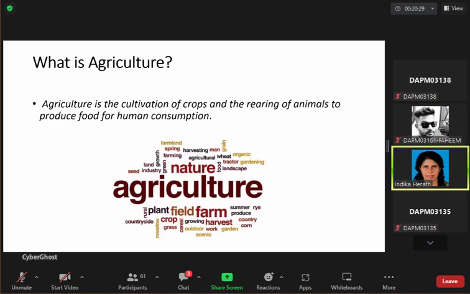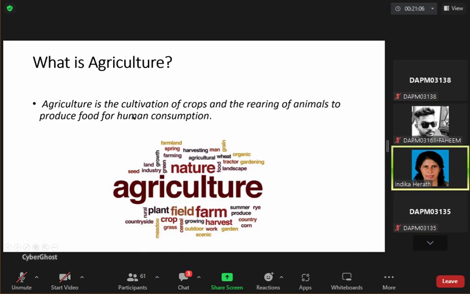So with that concept in mind, when we talk about agriculture, sometimes people think that agriculture is all about planting trees or planting crops and then harvesting and taking something out of it. So agriculture is much broader than that. It's not only about plants, it's also about rearing animals, right? So agriculture is the cultivation of crops and rearing animals to produce food for human consumption. So this is the general definition.